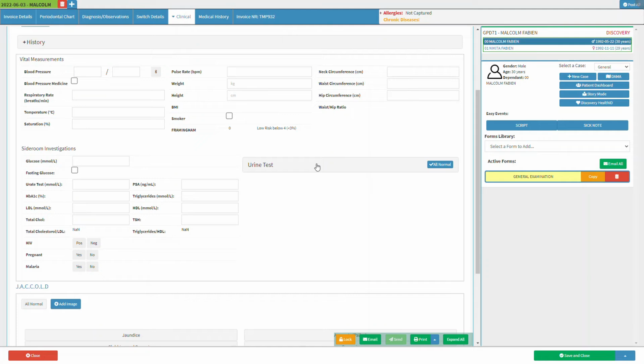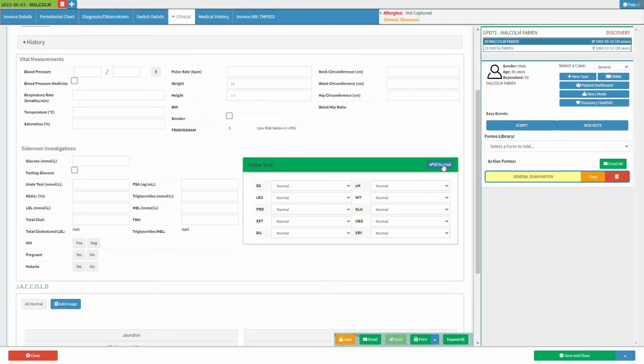Urine tests are a helpful tool for practitioners to determine whether a patient has either diabetes, a urinary tract infection, or various other diseases or illnesses. Click on the Urine Test panel to expand the panel. Click on the All Normal button if all the results are normal. The Urine Test panel will turn green to indicate that the results are all normal. An explanation will be given for each of the urine tests in the drop-down menu.